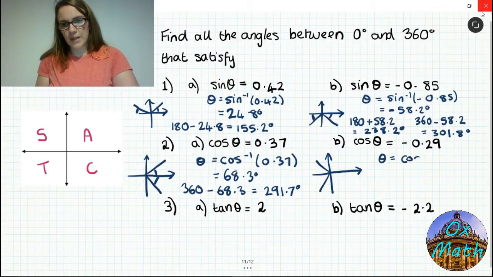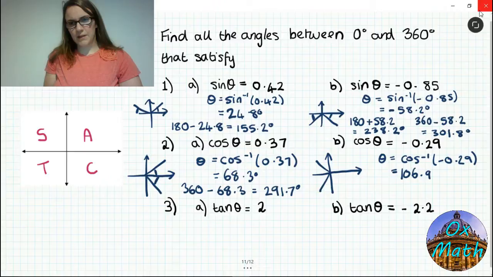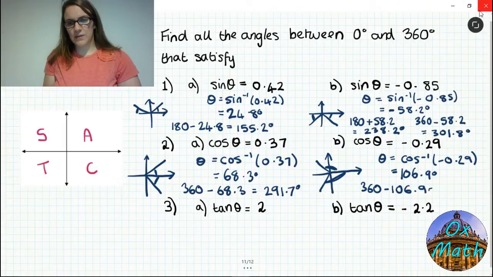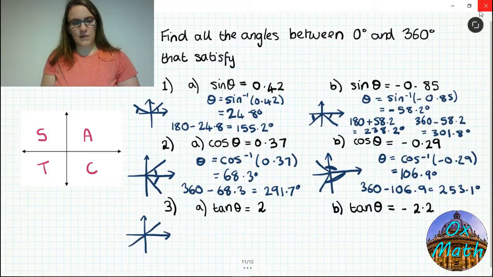When we have a negative cos, our angles are going to be in the second and third quadrant. So from your calculator, the first answer is going to be equal to 106.9 degrees, which means that this angle here and this angle here are both equal to 106.9. So our second angle can be found by doing 360 take away 106.9, which is 253.1 degrees.